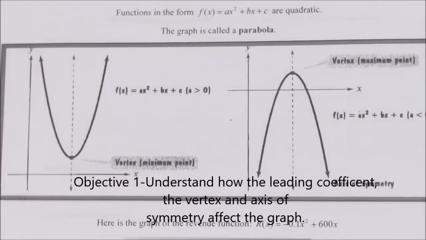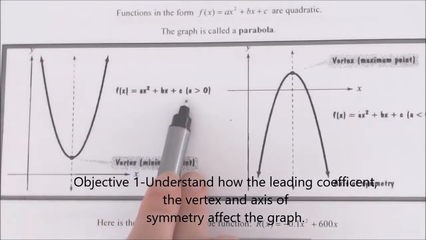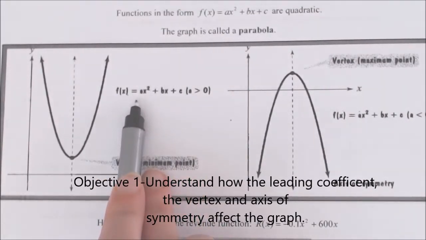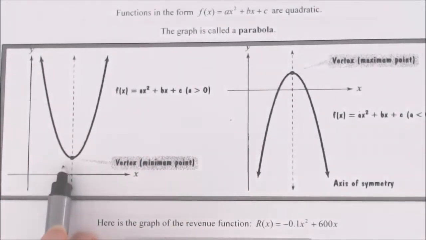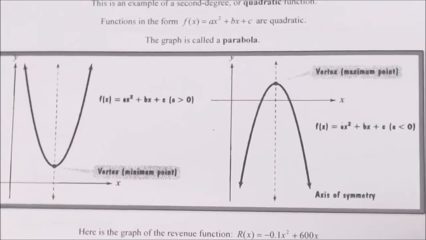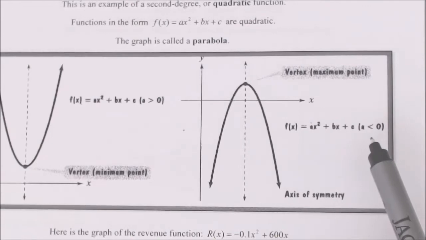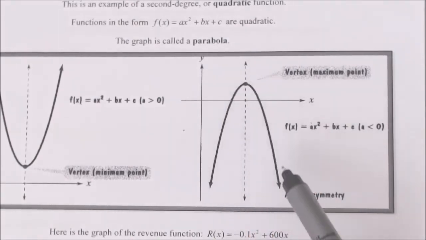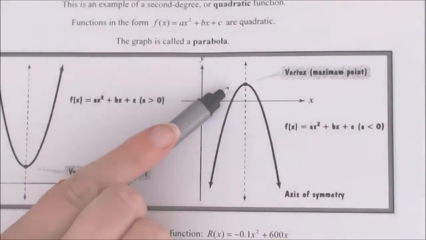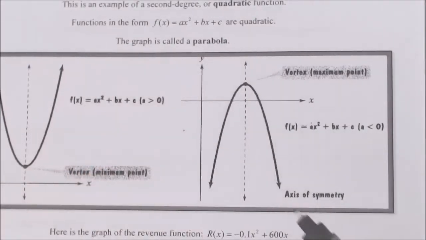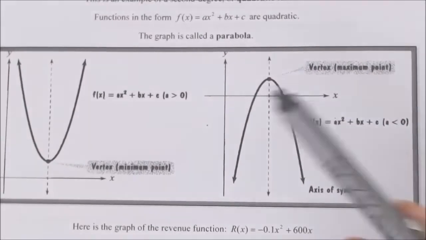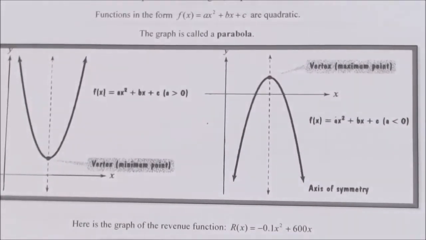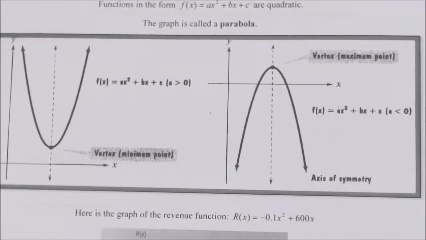So if the a value, the leading coefficient there in front of the x squared, is positive, that makes the graph open up. The point at the bottom, if it opens up, the lowest point on the graph, is called the vertex. If the a value in the front, that leading coefficient, is negative, that makes the graph open down. And in that case, that maximum point is called your vertex. So you either have a relative minimum in the graph or a relative maximum in the graph, depending on which way the parabola opens.